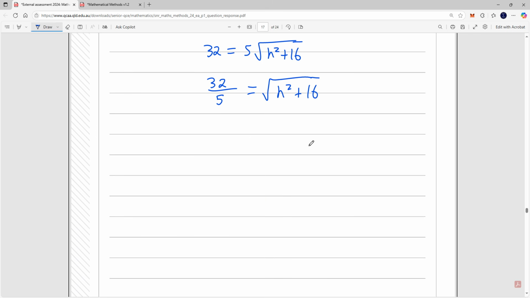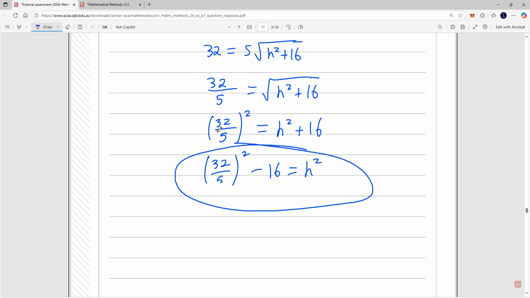Now what we're going to do is get rid of that square root, so we have to square both sides. Pretty much it'll be 32 over 5 all squared gives you h squared plus 16. We're going to move the 16 to the other side. Now this is where it's going to get a little bit tricky. This will distinguish who gets full marks and who doesn't. This is a non-calc exam.